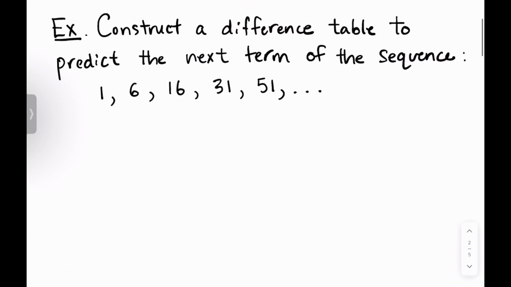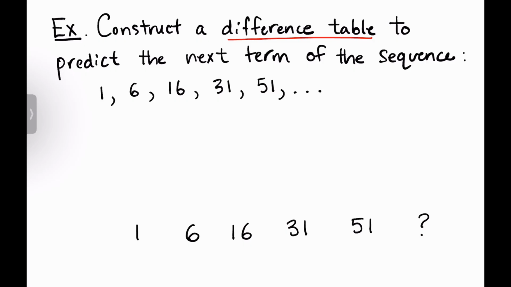So let's do another example. So we're going to once again construct a difference table to predict the next term of the sequence. So I'm going to write the terms of my sequence down here, the ones that I have. I have 1, 6, 16, 31, 51, and then we don't really know what comes after 51.